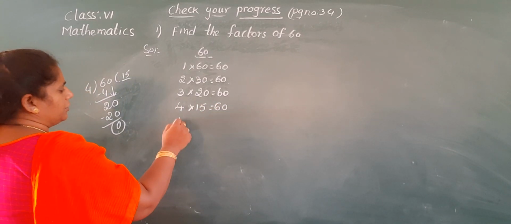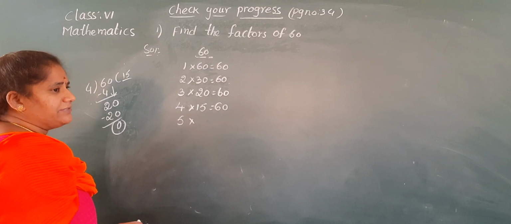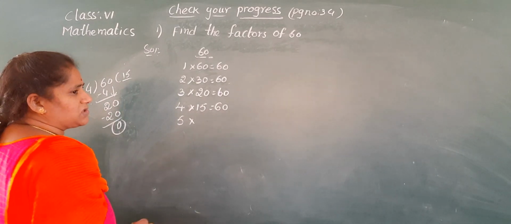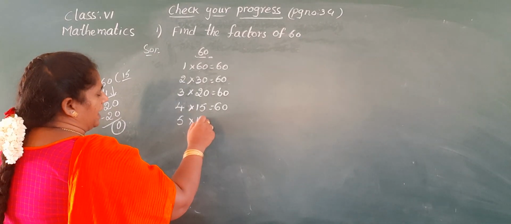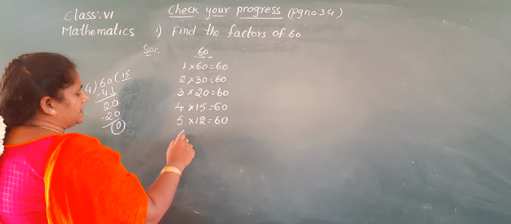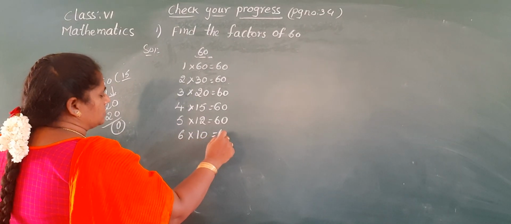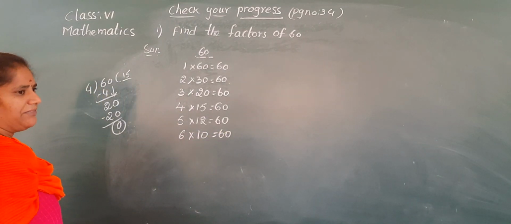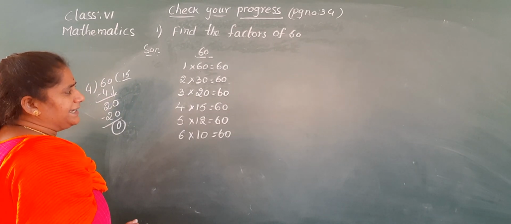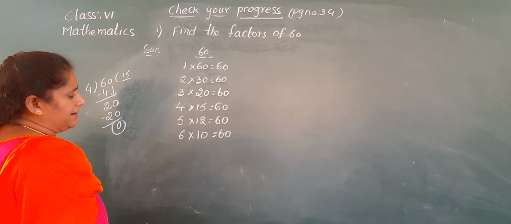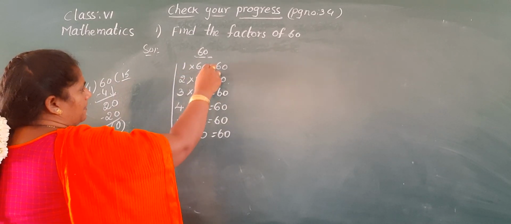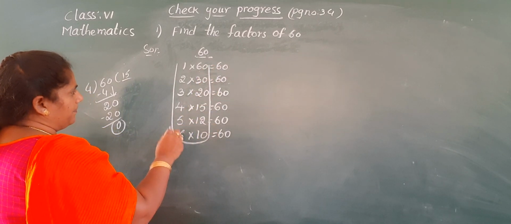Now 5 table. You know that very well. If 0 or 5 is there, it is divisible by 5. How many times do we get 60? Yes, very good, 5 12s are 60. And next 6, 6 10s are 60. Next 7, in 7 table we don't get 60. 8 table not there, 9 table not there. 10 already came. So when the table reverses, you stop there and take it in U shape.